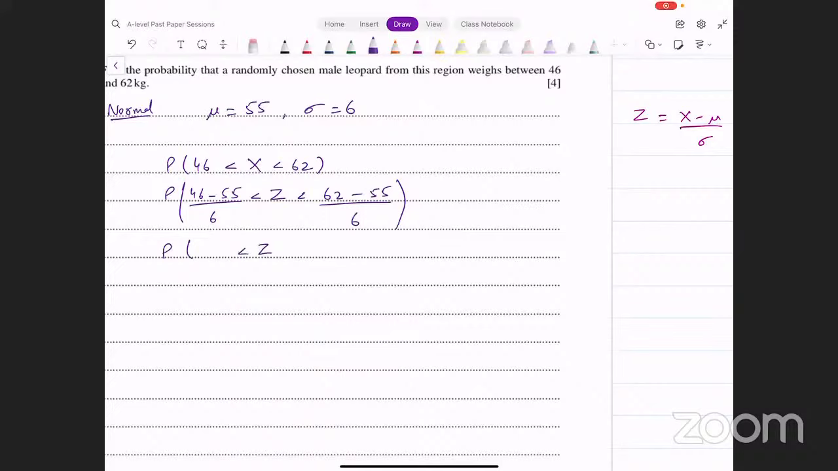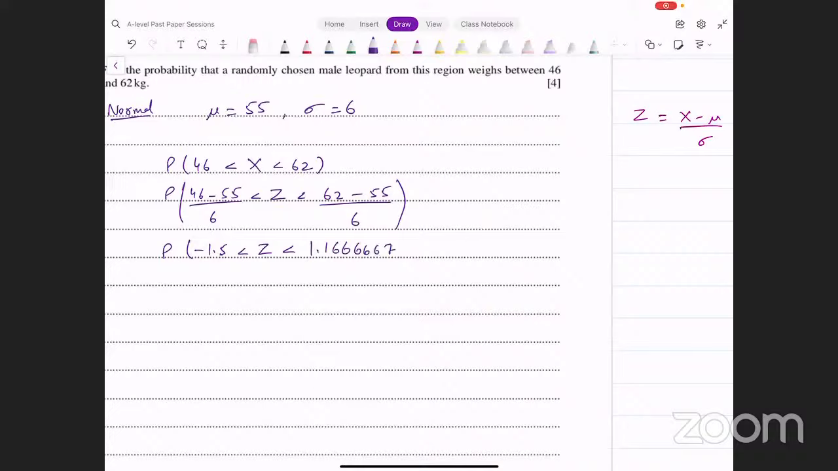Minus 9 divided by 6, that's going to be minus 1.5. You can say minus 1.50 if you want, or you can just write minus 1.5 because this is exact. इसके आगे decimals तो नहीं आ रहे. And then on the other side, you've got 7 over 6, which is 1.1666667. What do you write here?